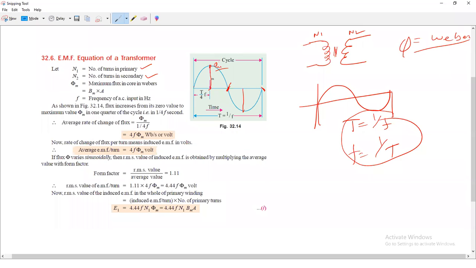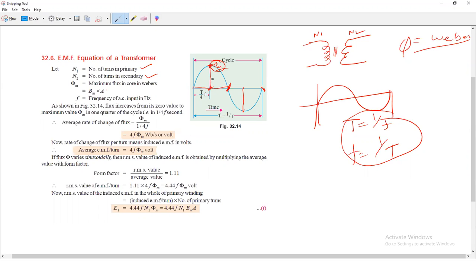So this is the quarter movement. Your flux is maximum at this point. When the flux is maximum, your time period is quarter. In this section, this is the quarter section, this is the half section, this is the 3/4 section, and this is the full section. Full section T is equal to 1 by F.